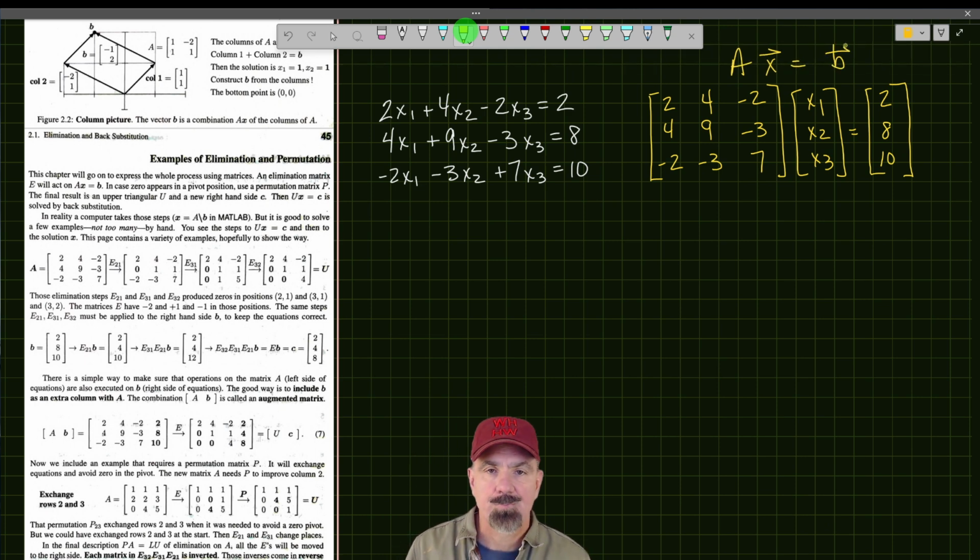As we discussed previously, now this is in the form A x vector is equal to the b vector. As we discussed previously, the question is: is the vector b in the column space of A? If it is, then we have a solution. If it is not, then we do not have a solution.